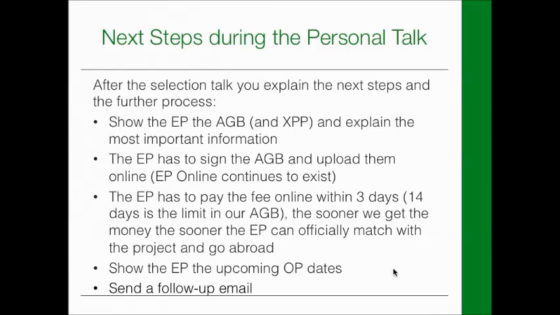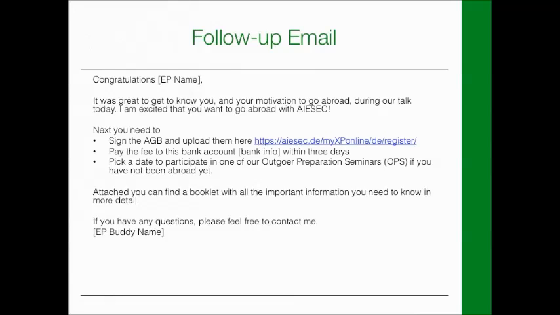And you can also show the EP the upcoming dates for outdoor preparation seminars, and the EP can already see when he can attend one of those seminars. And then afterwards, you should send a follow-up email with all of those informations in written form again. So we have an example follow-up email here, so you can also send the link to My Experience Online again, the EP will get an automatic email from Salesforce with a password at some point, and also send the bank account information.